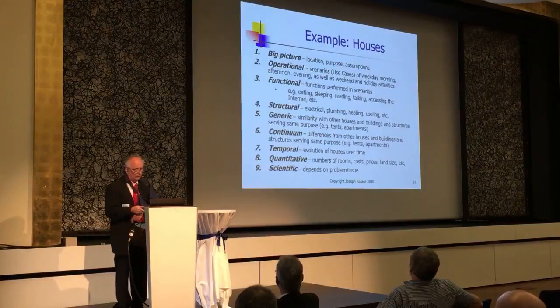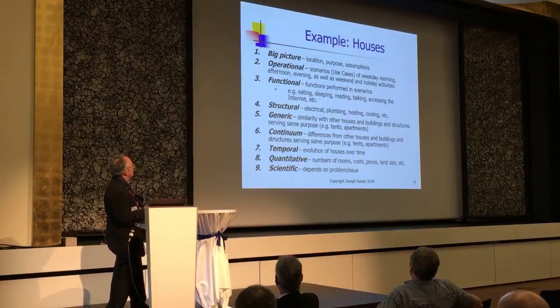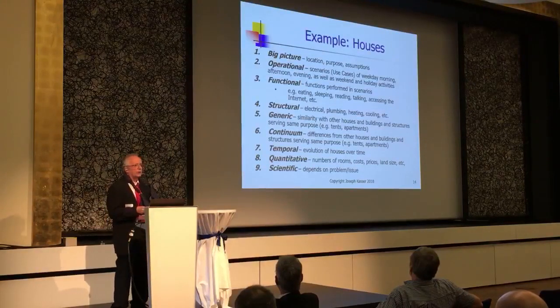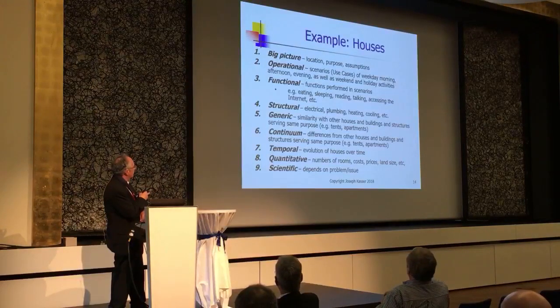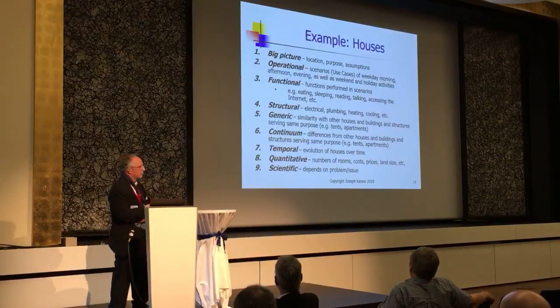So I'll give you an example, a house. From the big picture perspective, we have the location. Now, if I was marketing real estate, that would have been location, location, location, purpose and assumptions. Operational perspective, that's the scenarios of how we use the house in the weekday mornings, afternoons, evenings, as well as the activities. The functions are performed in the scenarios. And then the structural perspective, electrical, plumbing, heating, cooling, generic continuum, and so on. You can read the rest.